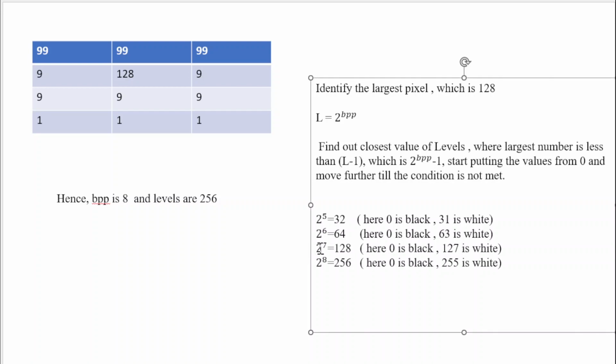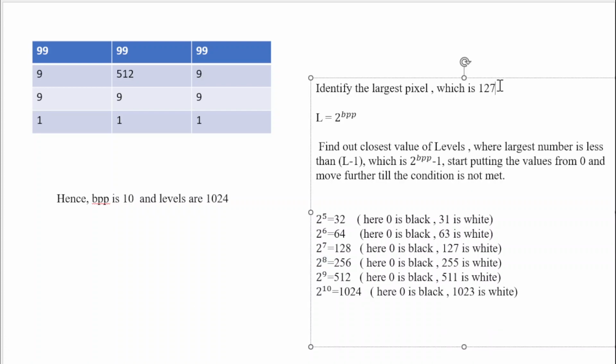So this is also not the BPP. Then for 2 raised to power 8 we check, it is 256. Yes, 128 does lie between 0 and 255. It is less than 255. Hence the BPP here will become 8. Levels will become 256. White color representation will become 255.